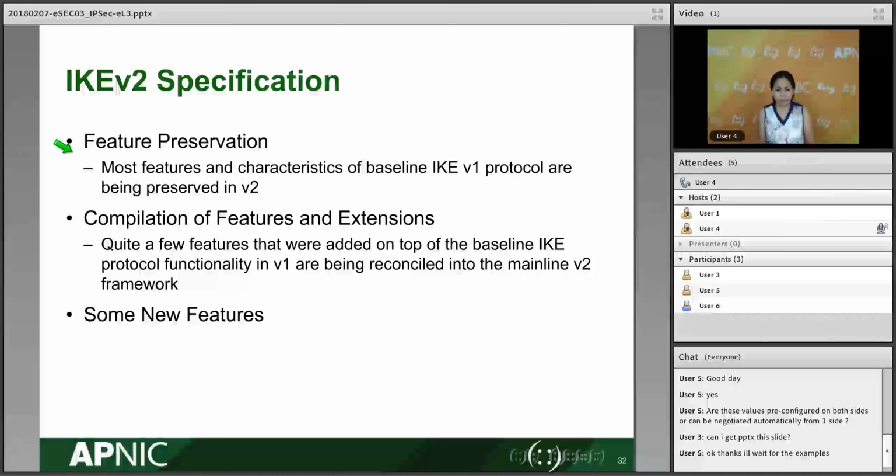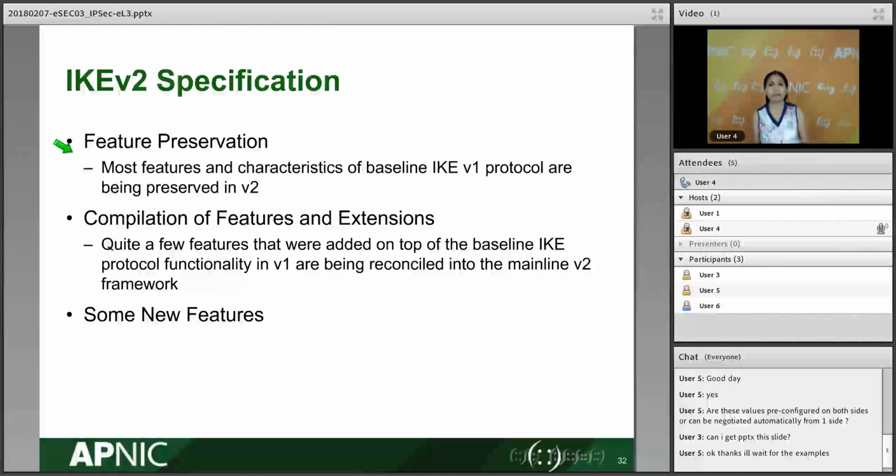With IKE version 2, they've added a lot of things. They've improved the documentation a lot, improved the way the specification works. It's still using IKE version 1 as its baseline and copies most of the features and characteristics from it. But the extra extensions that were added later on were not part of the original IKE version 1 specification. So it's like additional RFCs, right?